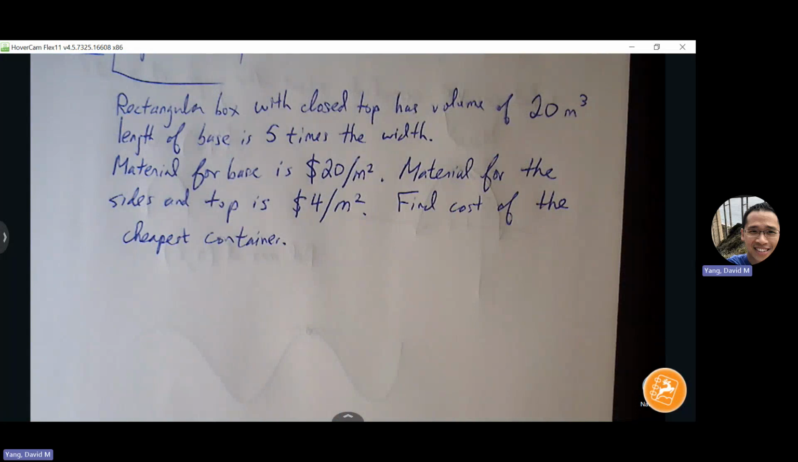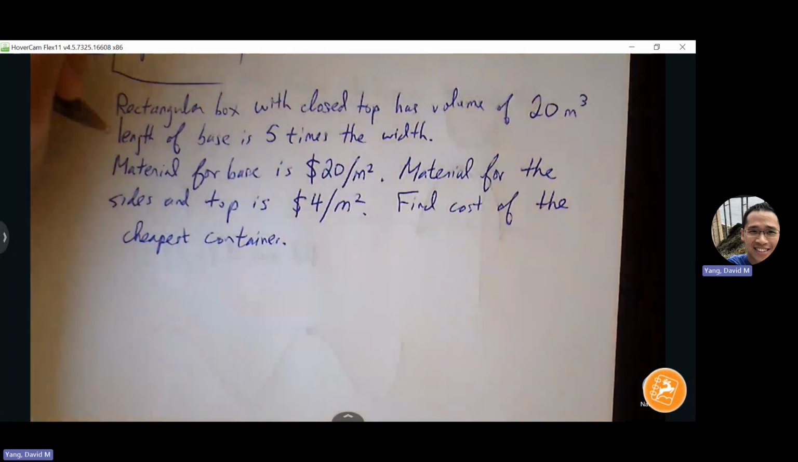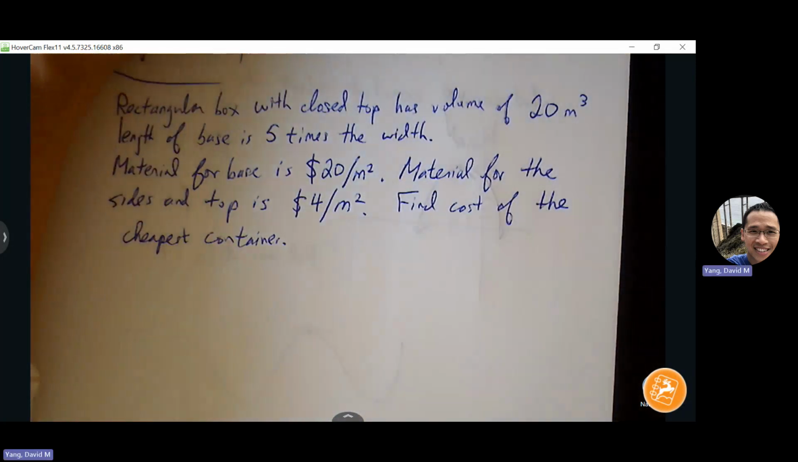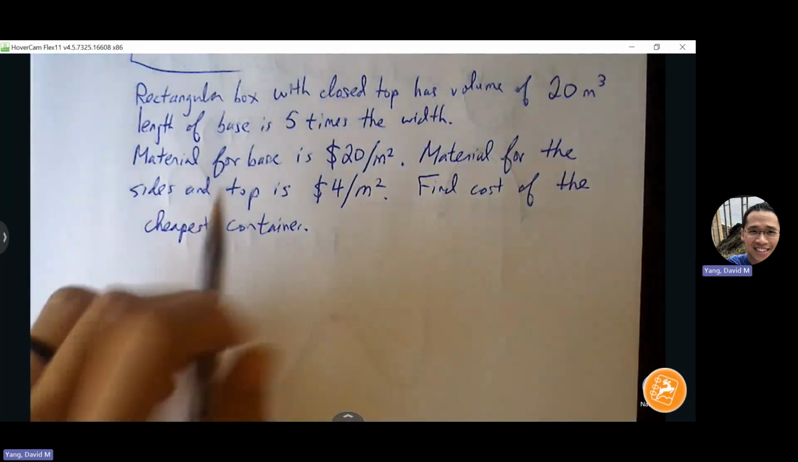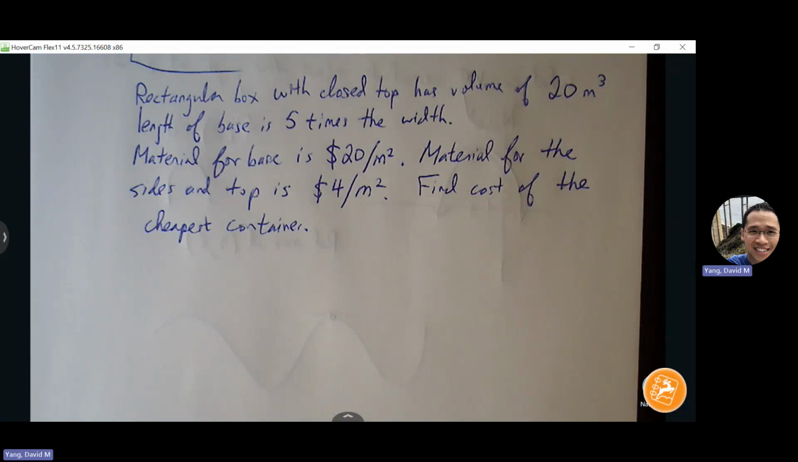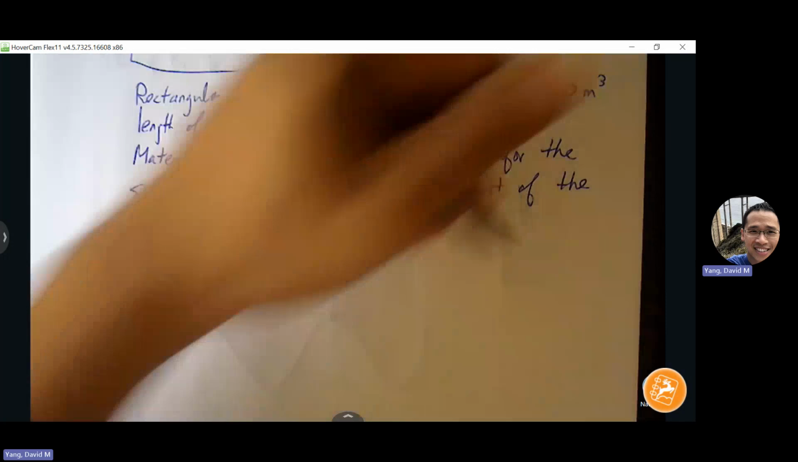Okay, a rectangular box with a closed top has a volume of 20 cubic meters. The length of the base is 5 times the width. Material for the base is $20 per square meter. Material for the sides and top is $4 per square meter. Find the cost of the cheapest container. All right, so we know that we're working with surface area. Surface area and cost are going to go together, and that's ultimately what we're trying to find the derivative for.